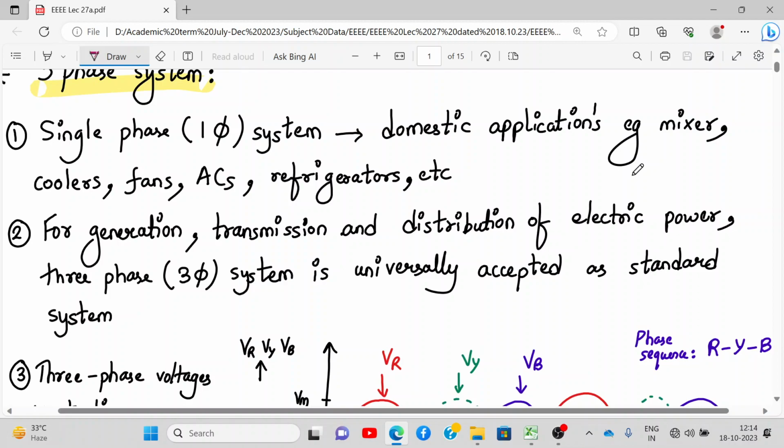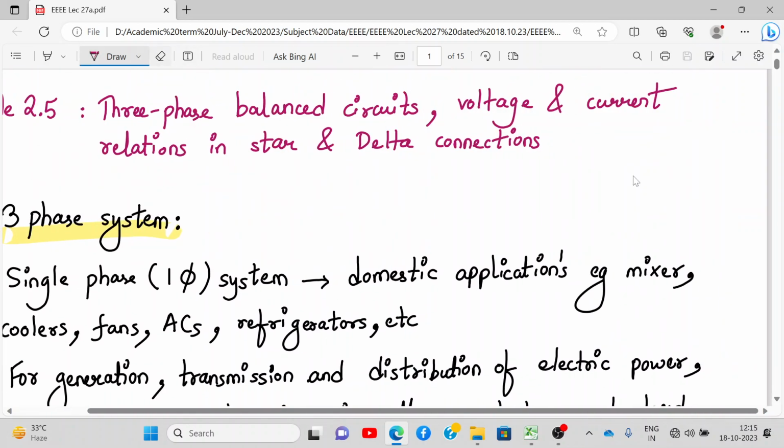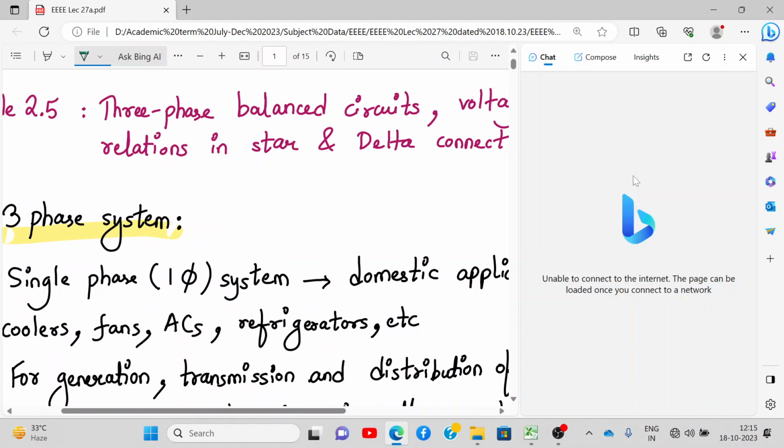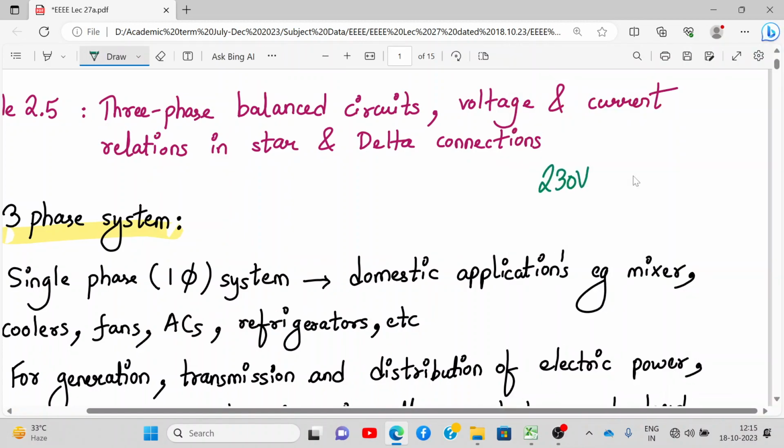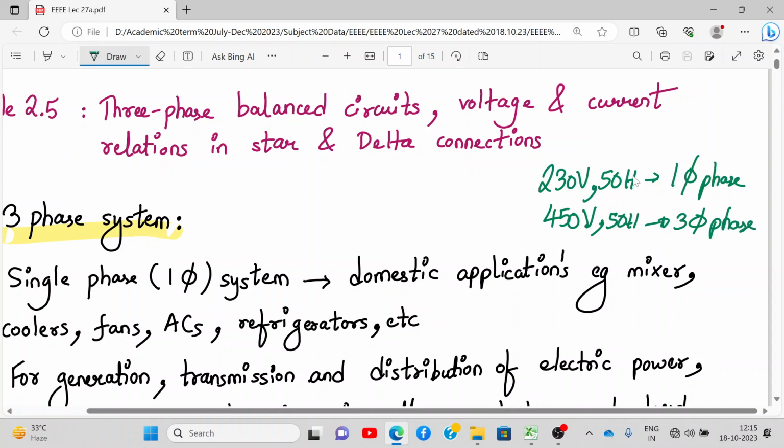All right. We say 230 volts, 50 hertz, that's a single-phase supply. What is the standard for a three-phase supply? Anyone knows? For a single-phase supply, the standard is 230 volts, right? 50 hertz. That's the definition of a single phase. For three-phase, 450 volt, 50 hertz. That's the definition standard for a three-phase supply. Okay, three-phase systems will have three phases: R, Y, and B.